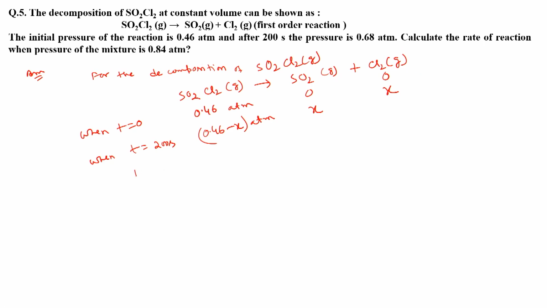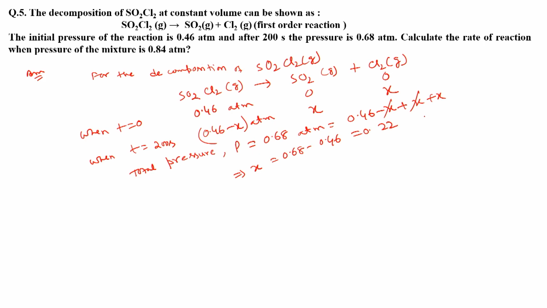So, total pressure P equals 0.68 atmosphere, which equals 0.46 minus X plus X plus X. So we get the value of X. This gets cancelled, so X is 0.68 minus 0.46, so you get 0.22 atmosphere, right? 0.22 atmosphere. So this is the value of X.